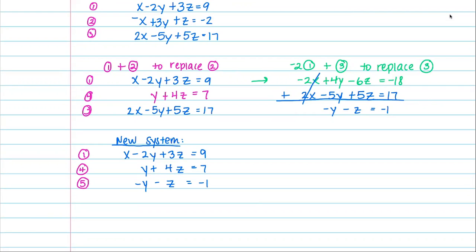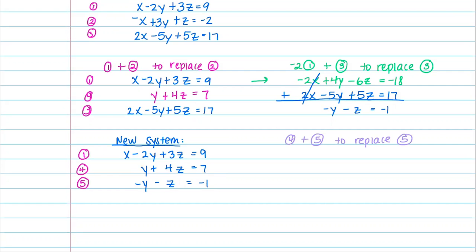So now I just need to eliminate this y, and then I want my z to have a positive leading coefficient. So what I can do is combine equations 4 and 5, because I know if I add these together, it's going to eliminate my y, and then I'll have a 3z, and then I'll have 6. So what I'm going to do next is add equation 4 and equation 5 to replace equation 5. So what will that look like?